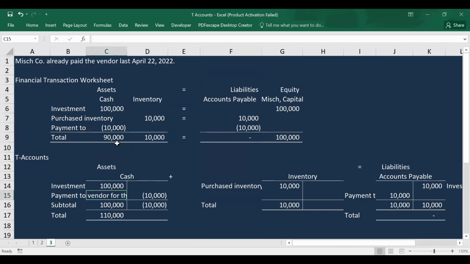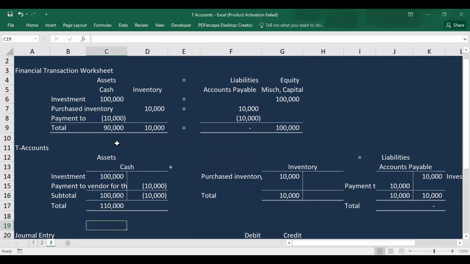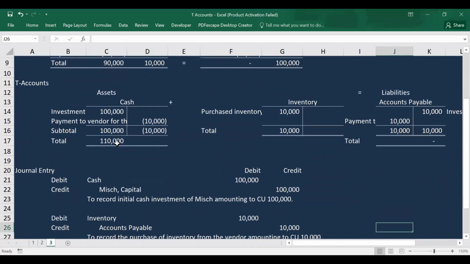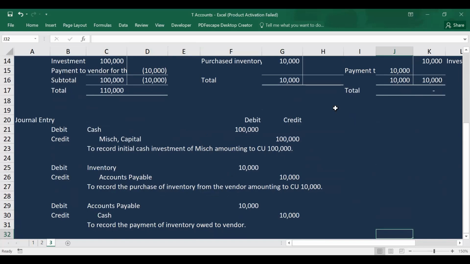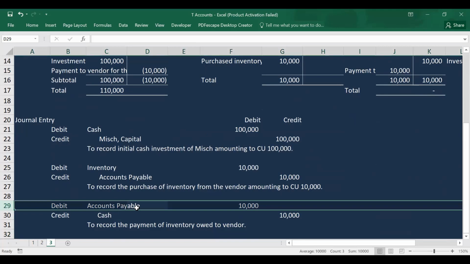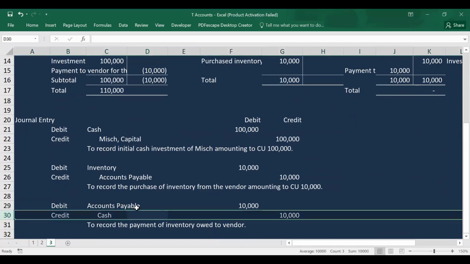So we will indicate now the T accounts for this transaction. Since it is a deduction to cash, we will credit cash amounting to 10,000 currency units, and since it is a deduction also to liabilities, we will debit the liabilities amounting to 10,000 currency units. So now, we can now prepare the journal entry. So we just obtain here the debit side, which is the accounts payable amounting to 10,000 currency units, and the credit side, which is cash amounting to 10,000 currency units.